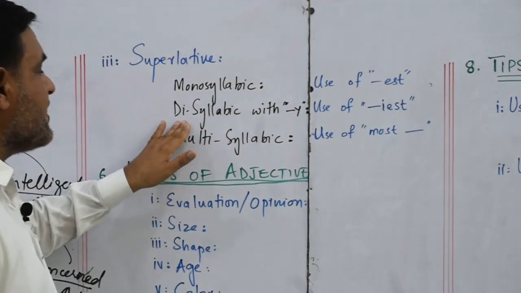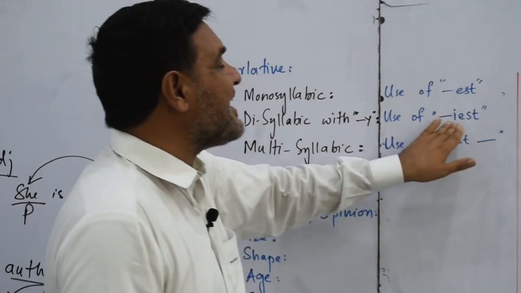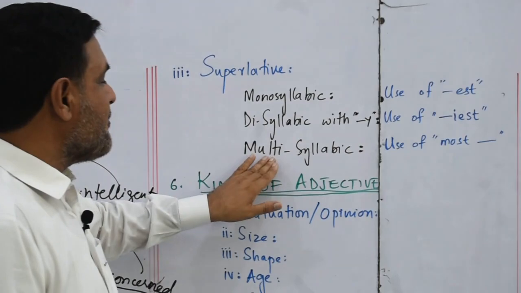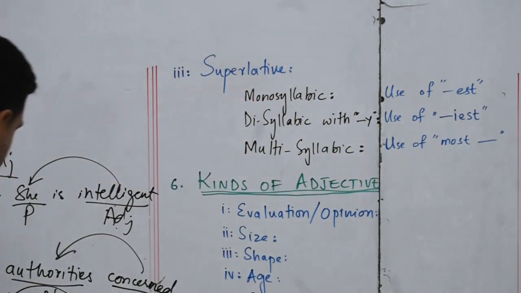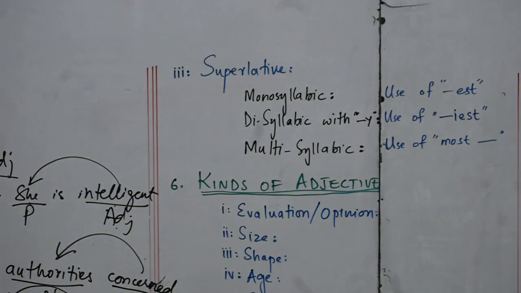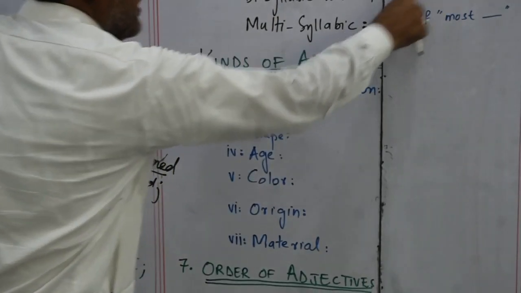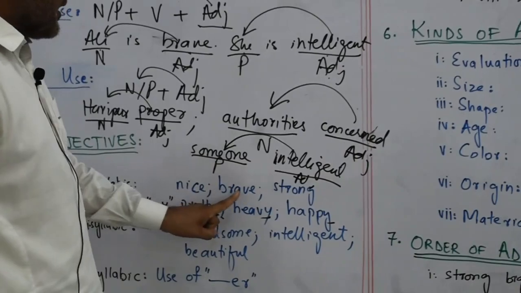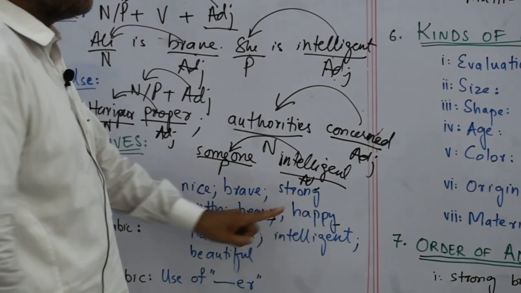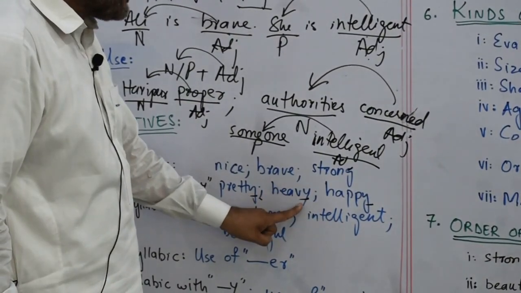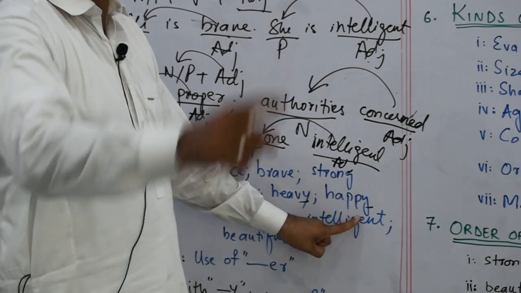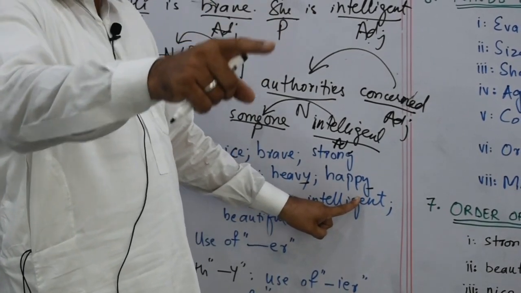In case of disyllabic, there is a use of IEST. In case of multisyllabic, there is a use of most. For example, use EST with monosyllabic: nicest, bravest, strongest. Disyllabic with Y, IEST: prettiest, heaviest, happiest. He is the happiest guy.